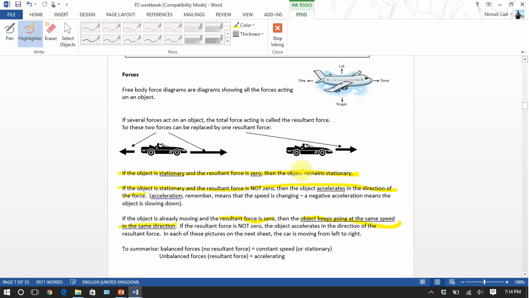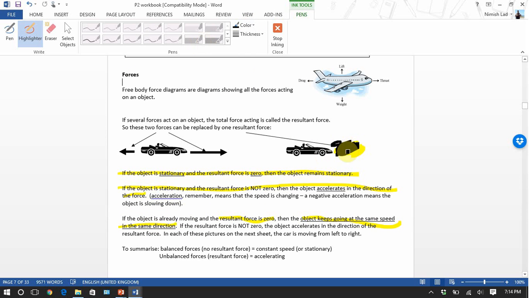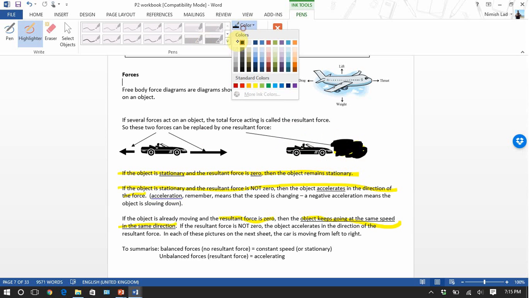So if this was already moving, this will accelerate now. But imagine this bit here didn't exist. So imagine this arrow is now gone. Let me change the colour to make it clear. Okay, there we go. Just colour that out. There's no arrow there. So if this was going at a constant speed of say 10 meters per second, it would carry on because there's no resultant force now acting on it. Change that back to euro.